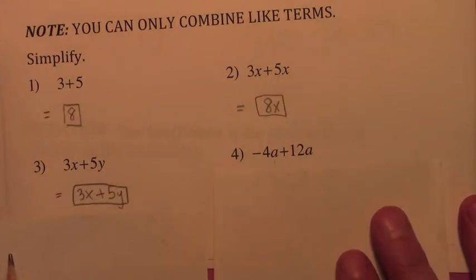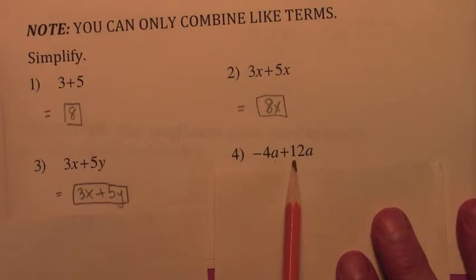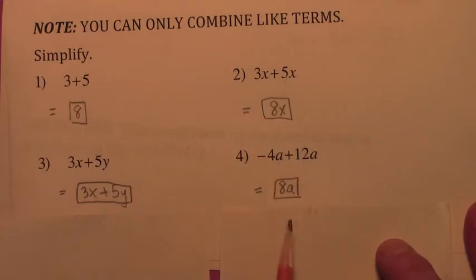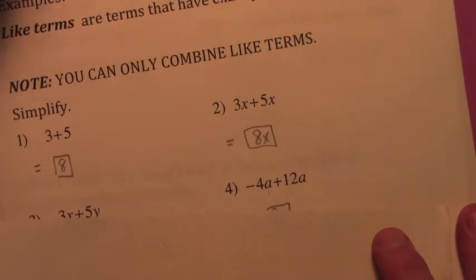Are these like terms? Yeah. And it works the same way as with integer arithmetic. So if you can tell me what negative 4 plus 12 is, it's 8, isn't it? Then you can tell me what negative 4a plus 12a is. It works exactly the same as integer arithmetic, as long as they're like terms. Pretty fun, isn't it?